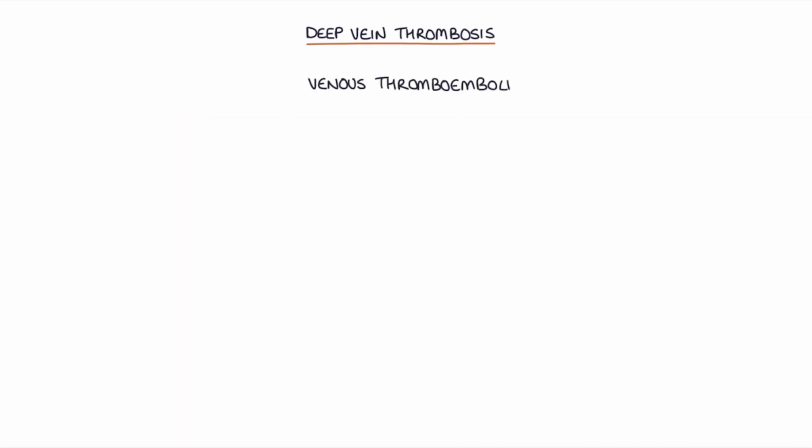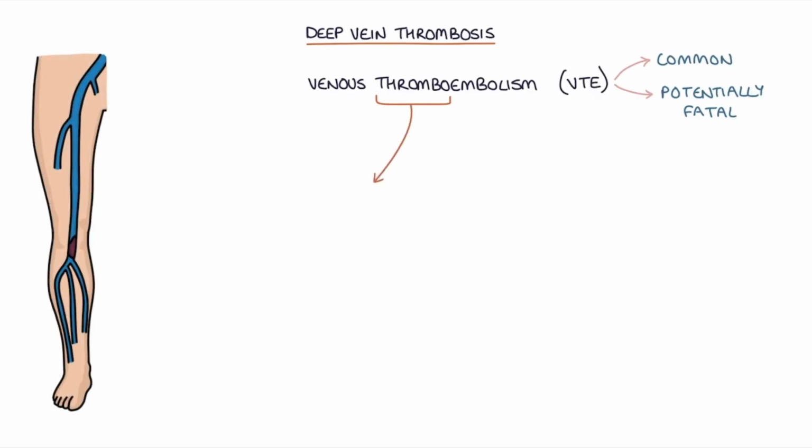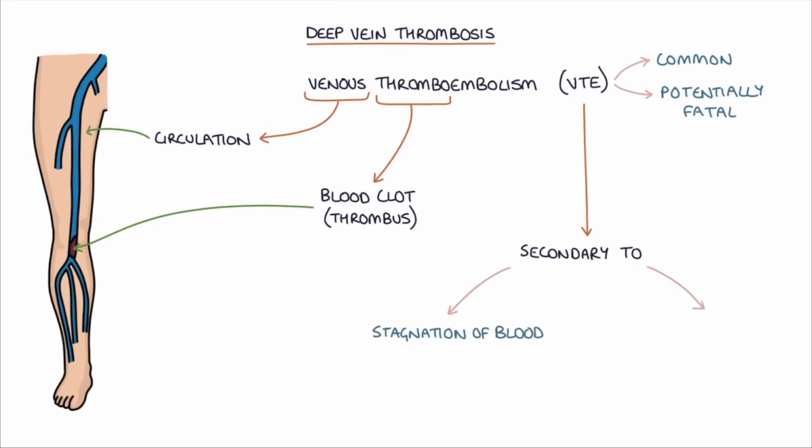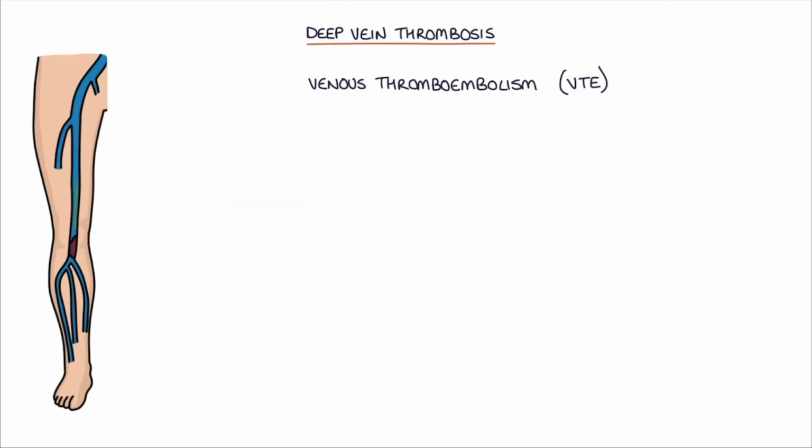Venous thromboembolism, or VTE, is a common and potentially fatal condition. This involves a blood clot, or a thrombus, developing in the circulation. This usually occurs secondary to stagnation of blood and hypercoagulable states, which is where the blood is prone to clotting. When a thrombus develops in the venous circulation, it's called a deep vein thrombosis, or a DVT.